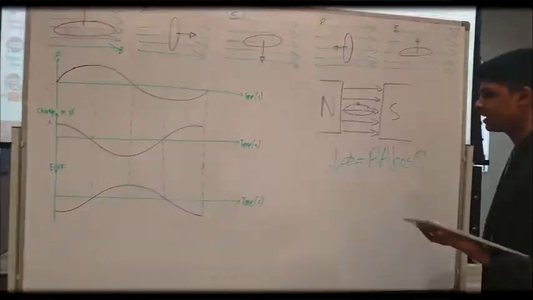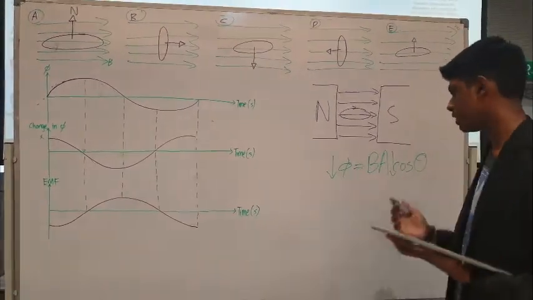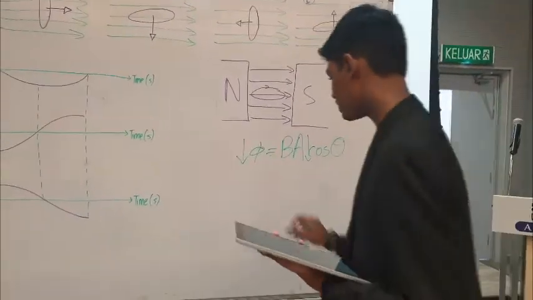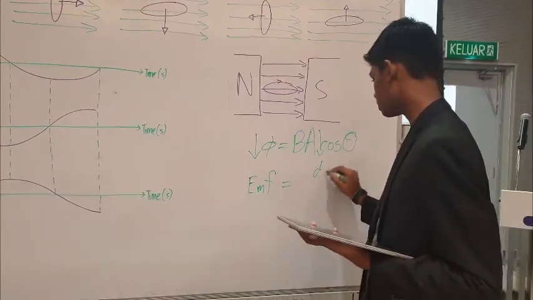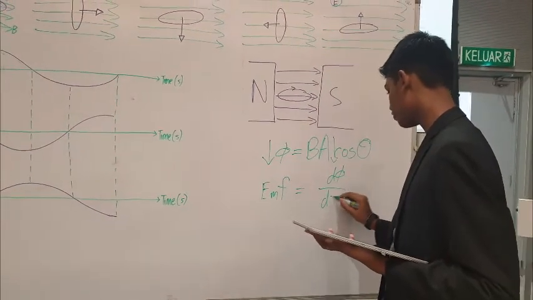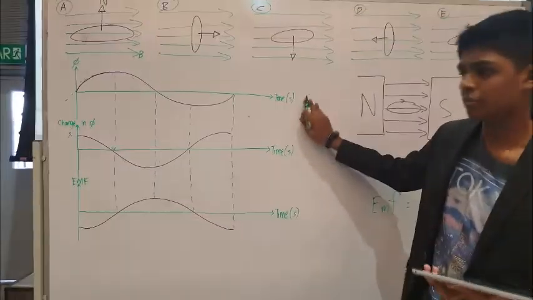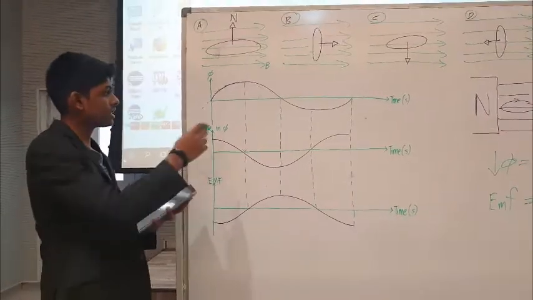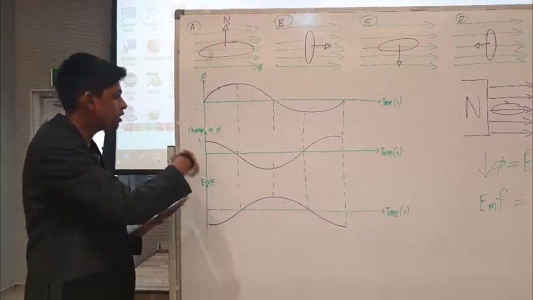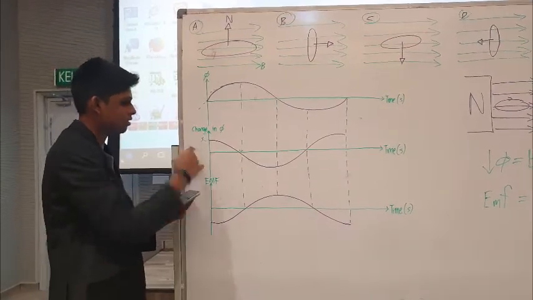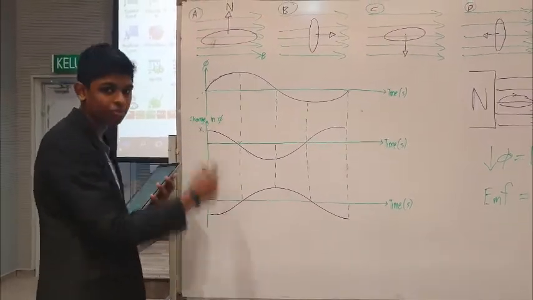Okay. Next, I'm going to talk about the change in flux over time graph. For this graph, we will need Faraday's law formula, which is EMF equal to the change of flux over the change of time. This is also the gradient of the flux over time graph. So, as the flux starts from 0, the gradient is at its maximum positive value. Therefore, the change in flux over time will be at its maximum positive value.